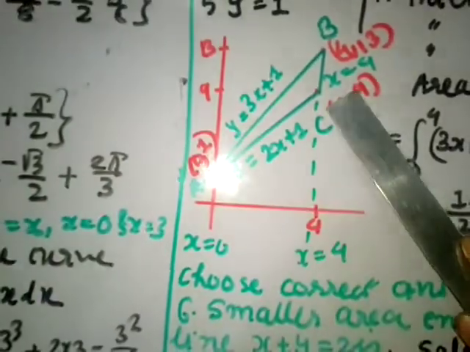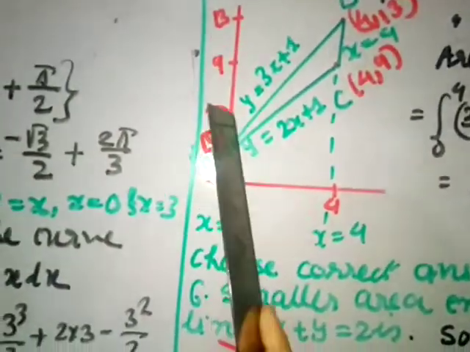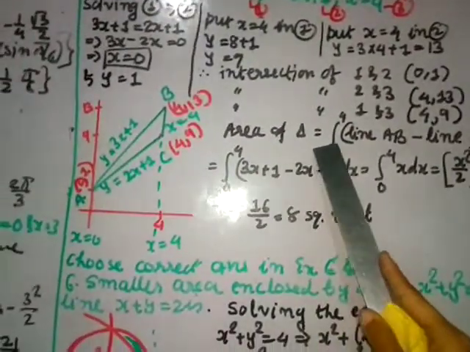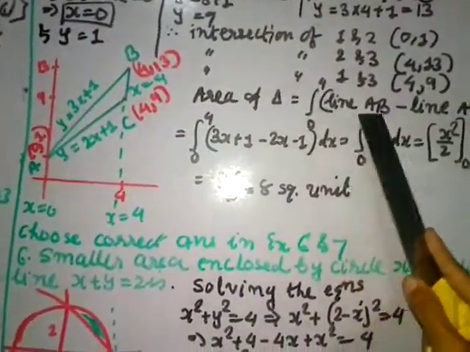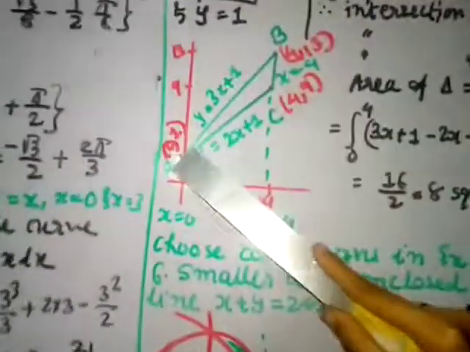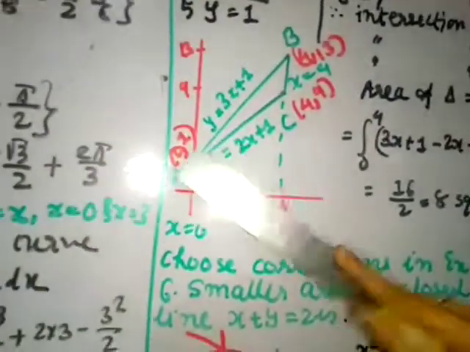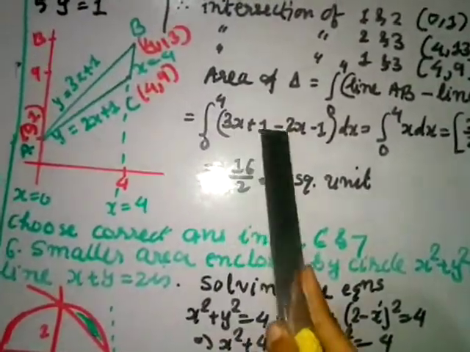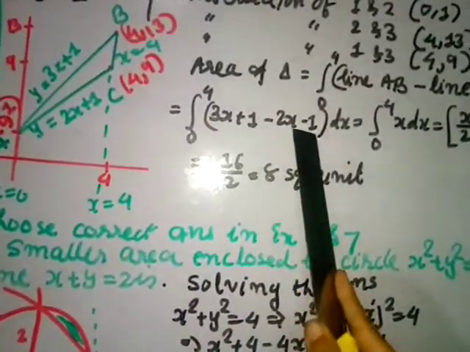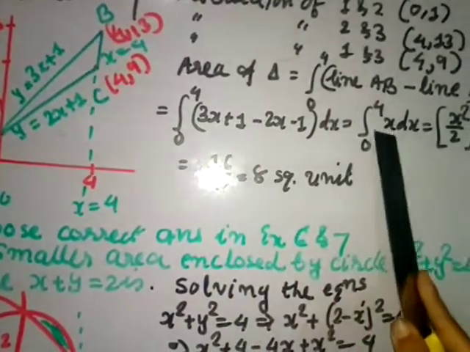Okay, integral of this line, and limit I will take from x is equal to 0 to x is equal to 4. Okay, so I have written directly area of triangle equal to integral 0 to 4 line AB minus line AC dx. Okay, line AB minus AC, and this one 3x plus 1, this is 2x plus 1. Put the value 3x plus 1 minus 2x minus 1, minus 1 plus 1 cut, 3x minus 2x gives you x.